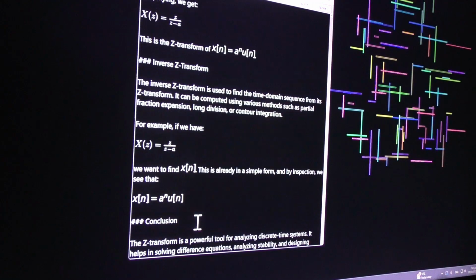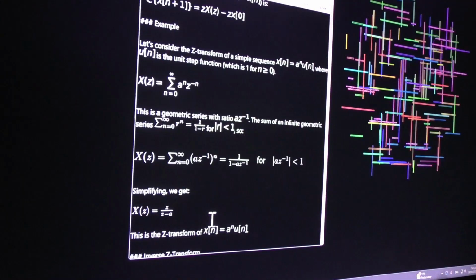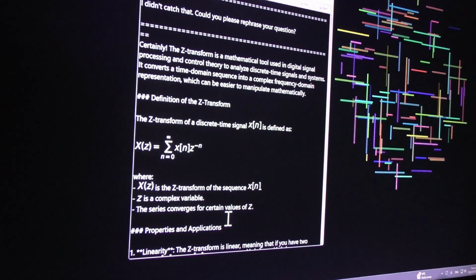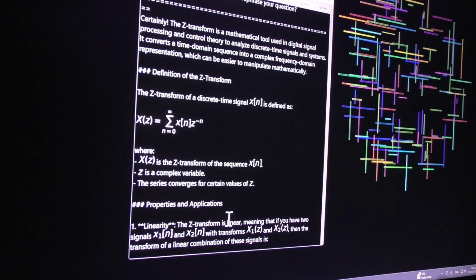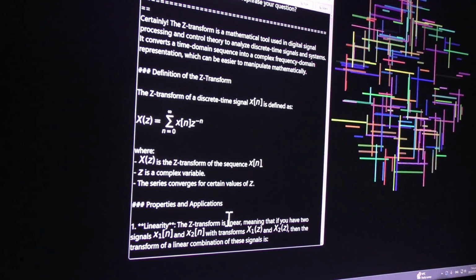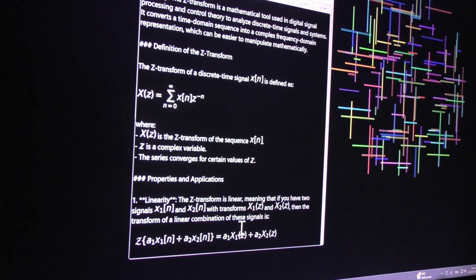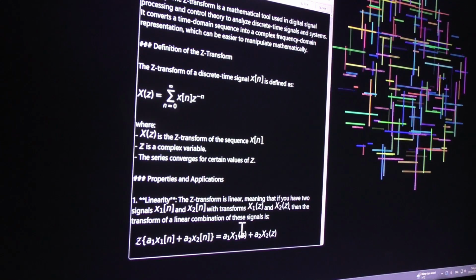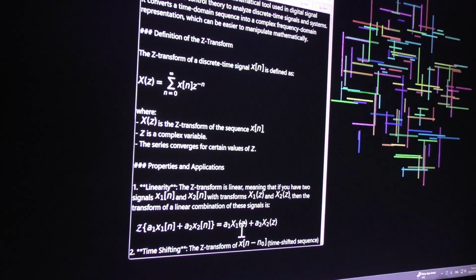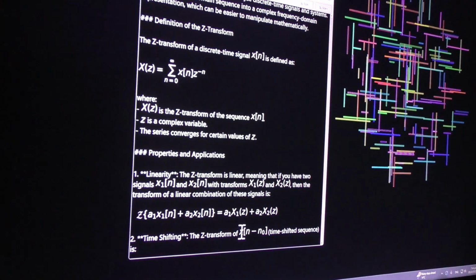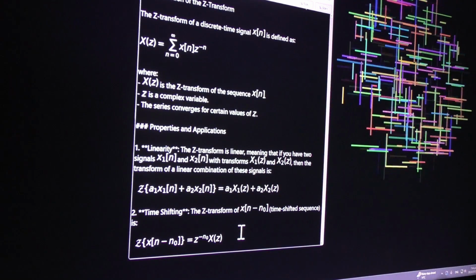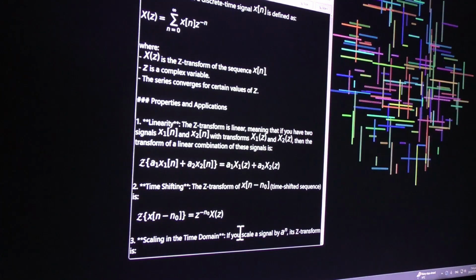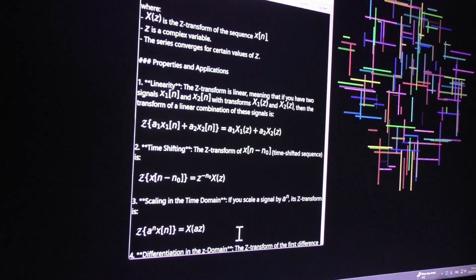Certainly. The Z transform is a mathematical tool used in digital signal processing and control theory to analyze discrete time signals and systems. It converts a time domain sequence into a complex frequency domain representation, which can be easier to manipulate mathematically. Definition of the Z transform. The Z transform of a discrete time signal x(n) is defined as X(z) equals the sum from n equals 0 to infinity of x(n) z to the power of minus n, where X(z) is the Z transform of the sequence x(n). z is a complex variable. The series converges for certain values of z. Properties and applications. 1. Linearity. The Z transform is linear. Stop.